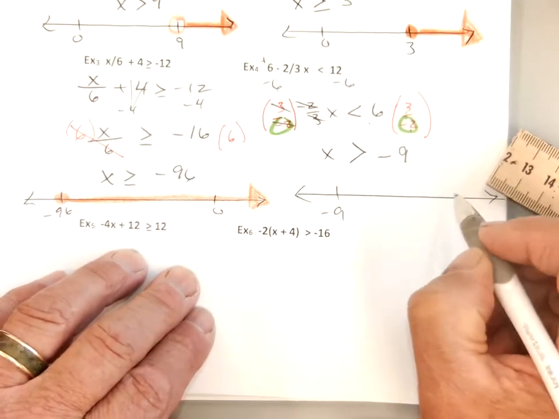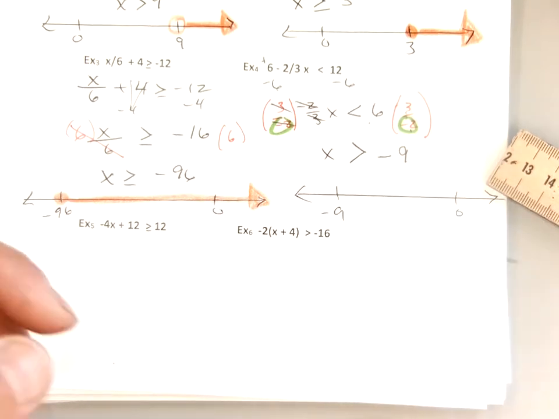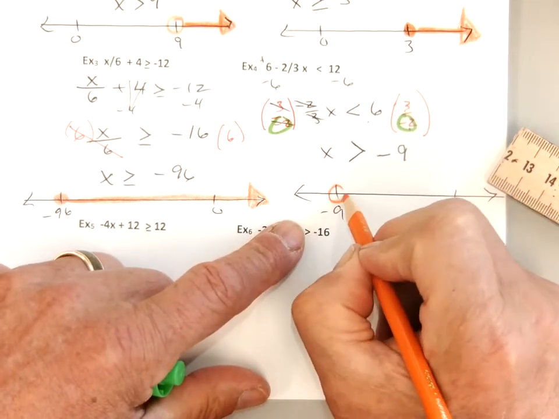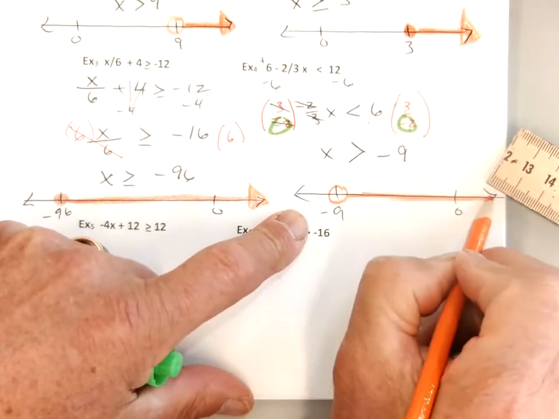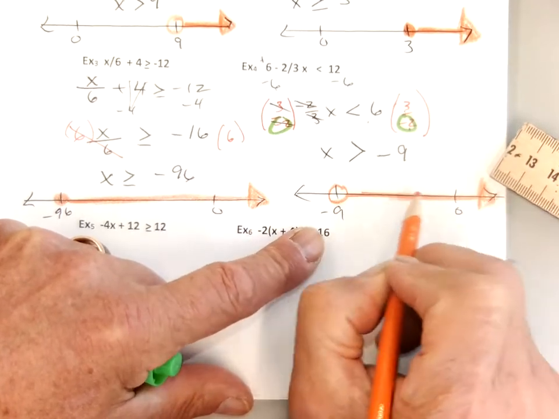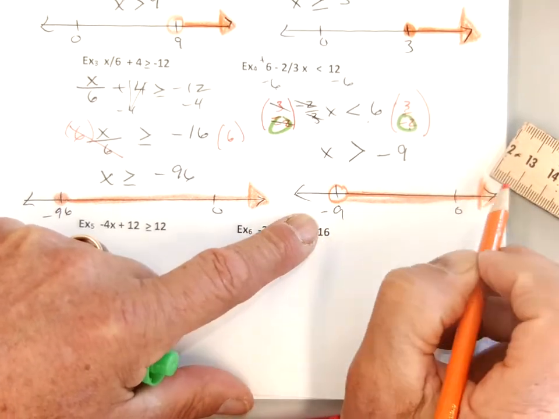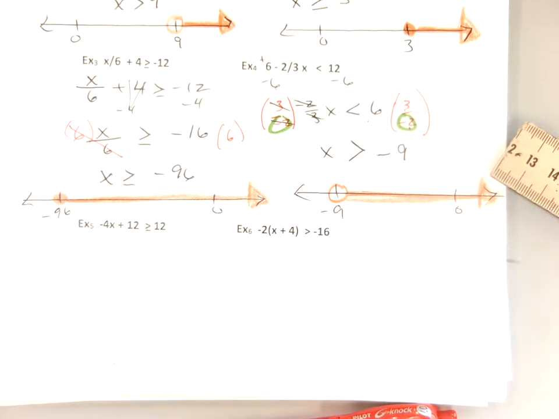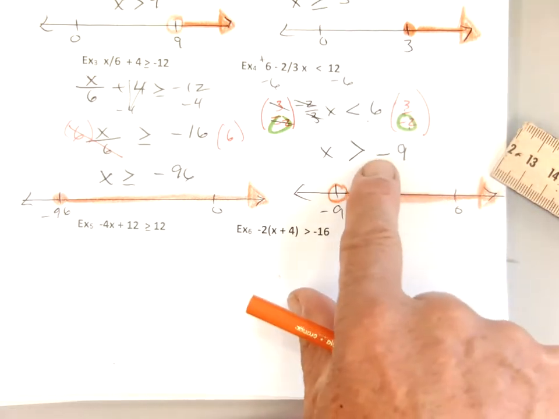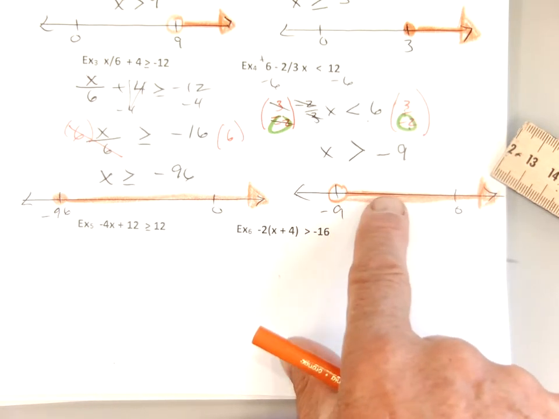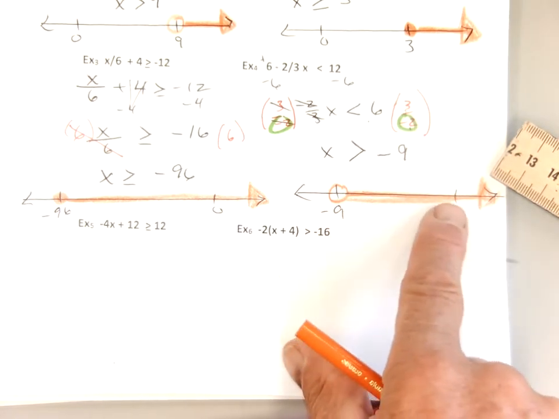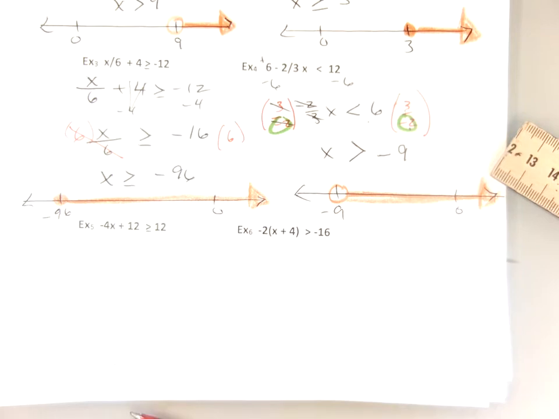Negative 9, 0, open circle, and shade. The reason I like the number line is because there's a lot of answers. X greater than 9 really makes you think there's only one answer, but there's a lot of answers. In fact, how many? An infinite amount of answers. That's why I like the number line, okay?